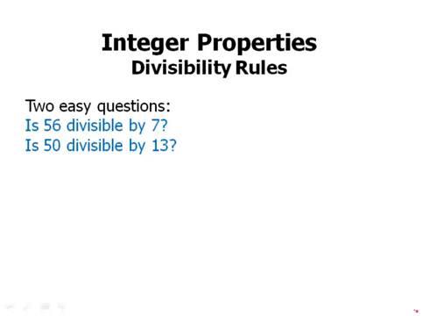Divisibility rules. So first of all, let's start up with a couple easy questions. Is 56 divisible by 7? Is 50 divisible by 13? Theoretically, those are questions you should be able to answer with little problem. The answer to the first, of course, is yes. 56 equals 7 times 8.